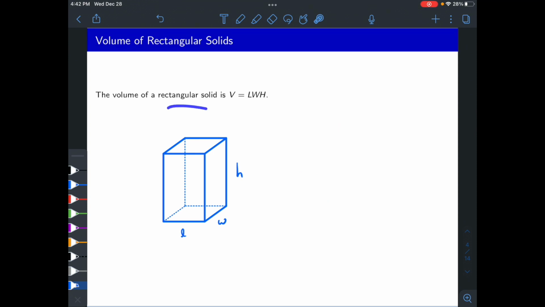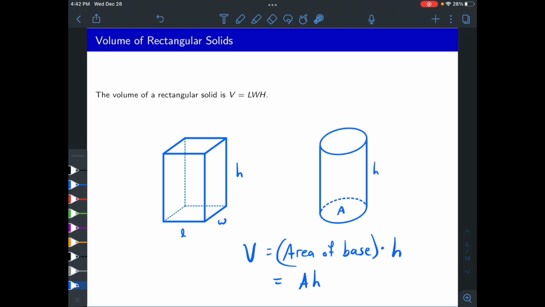The volume of a rectangular solid is given simply by length times width times height. I guess I used capital letters up here and lowercase letters down here, but you get the gist. Length times width times height is just equal to the volume. This speaks to a more general formula.